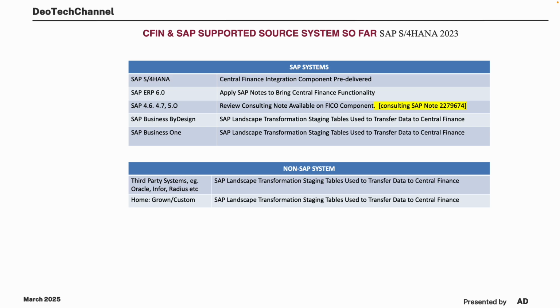And then if my source system is SAP By Design, these are cloud-based ERPs, they may require additional configurations or middleware to connect with the central finance. The advice is to use an SLT staging table to transport data to the central finance system. Same way for SAP Business One also. As of now, there is no other mechanism except to use an SLT staging table to transport data to the central finance.